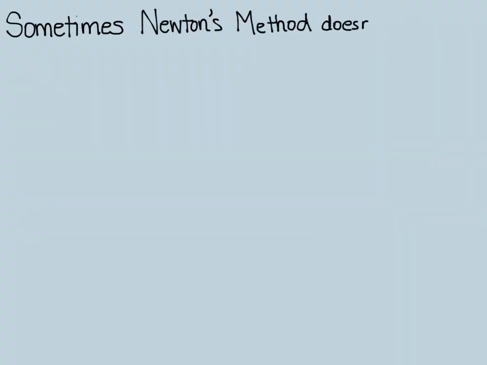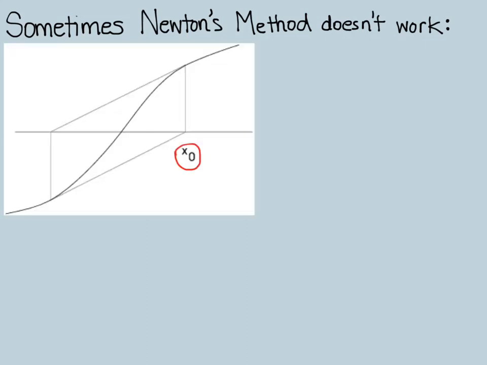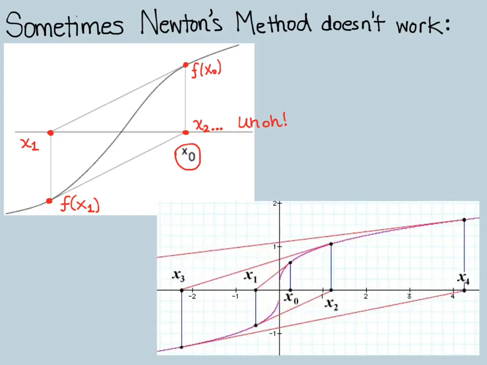Sometimes Newton's method fails to work. Let's look at an example of this. Here our initial guess is x0, which we trace up till we hit the function. Then we look at the tangent line to get our new guess. So x1 is my new guess. I trace it up until I hit the curve, f of x1. Then I look at the tangent line, and that gives me x sub 2. But notice that x sub 2 in this case is the same as x sub 0. So what we end up doing, instead of getting closer and closer to the root, we end up going around in circles forever.